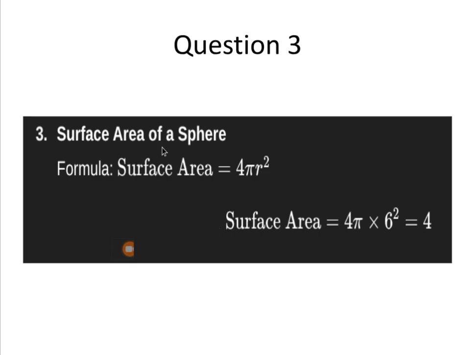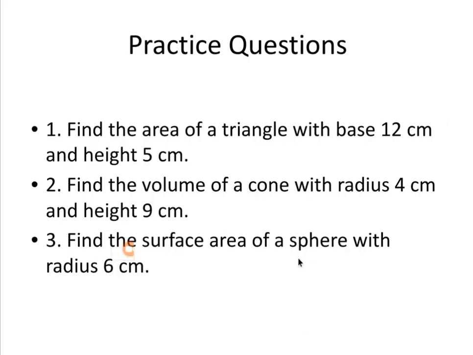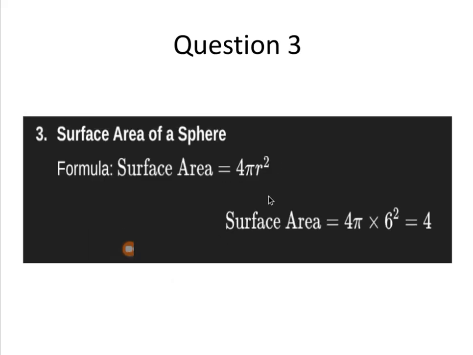Question 3, finding the surface area of a sphere. The formula for the surface area of a sphere is 4 times pi times r squared. Again, in question 3, the radius is already given, so much easier. So surface area is 4 pi times 6 squared equals 4.